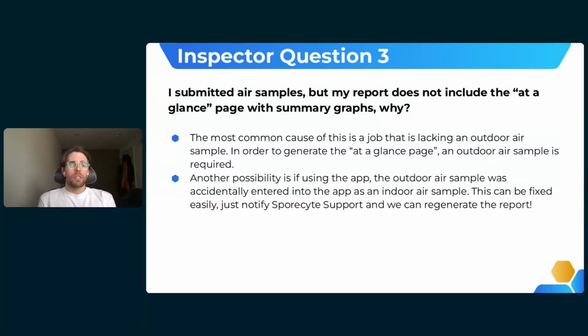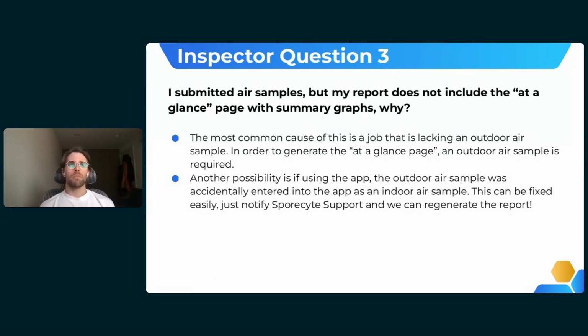And if you don't see that graph, the most common issue is you didn't provide an outdoor air sample. In order for us to give you an interpretation, we need that provided outdoor air sample. That is really important because we need that comparison with that reference or control sample to know what may be abnormal.